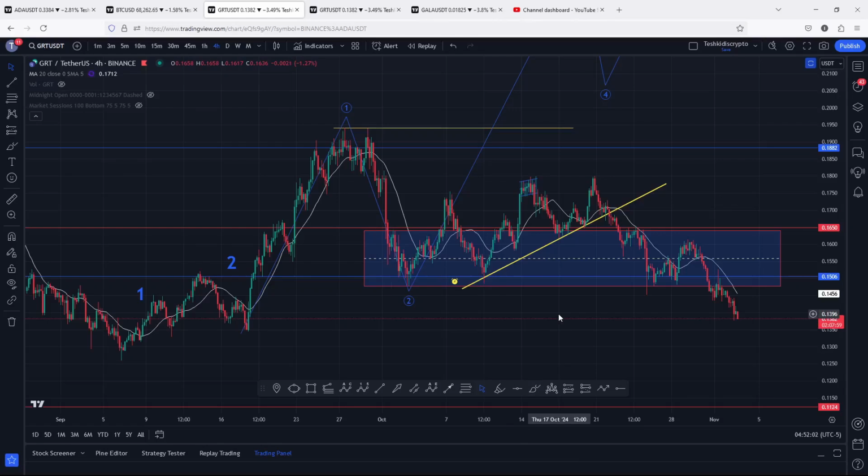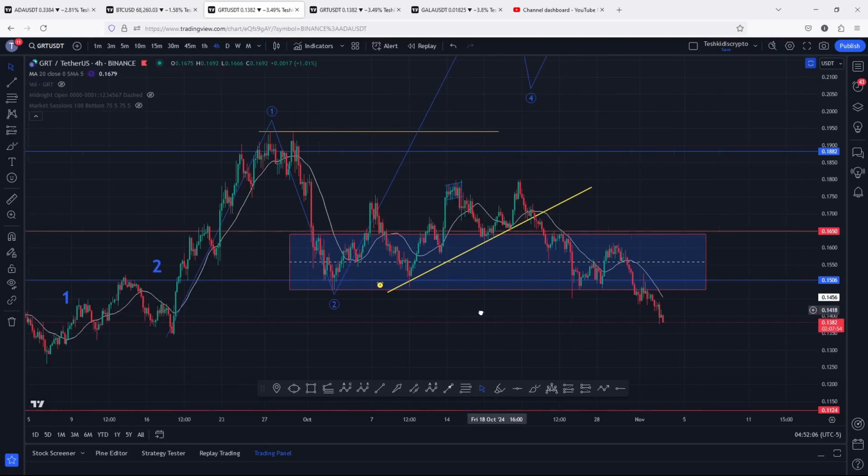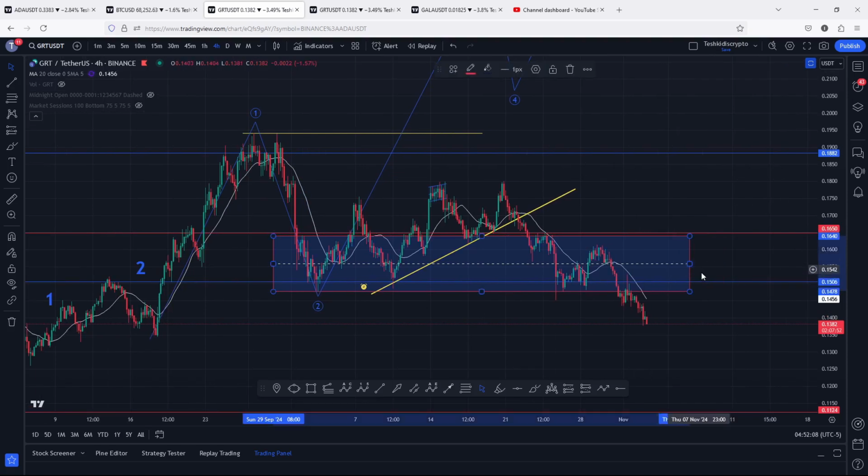GRT continues to see some breakdown moves after losing our last line of support that lies between the 0.164 and the 0.1456, and at the time of this recording we have also lost the 20-day MA here on the 4-hour chart, flipping it back into resistance.